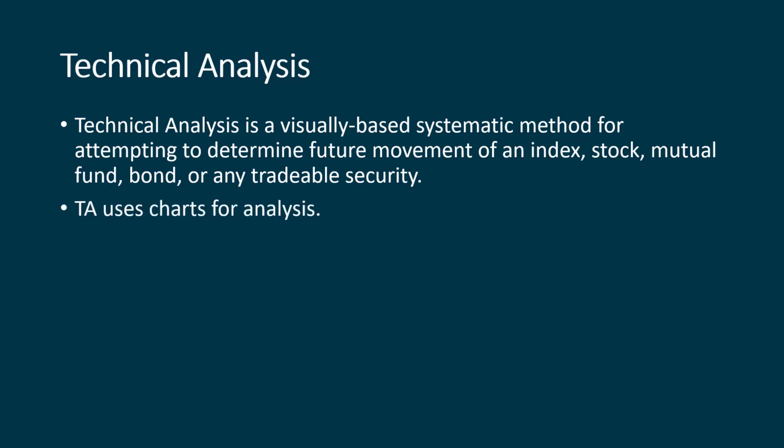Technical analysis, or TA, uses charts for analysis. Instead of crunching a lot of numbers, or coming up with some kind of a hunch, or going on the recommendation of somebody else, technical analysis uses visual charts that we look at to determine what we think will happen.